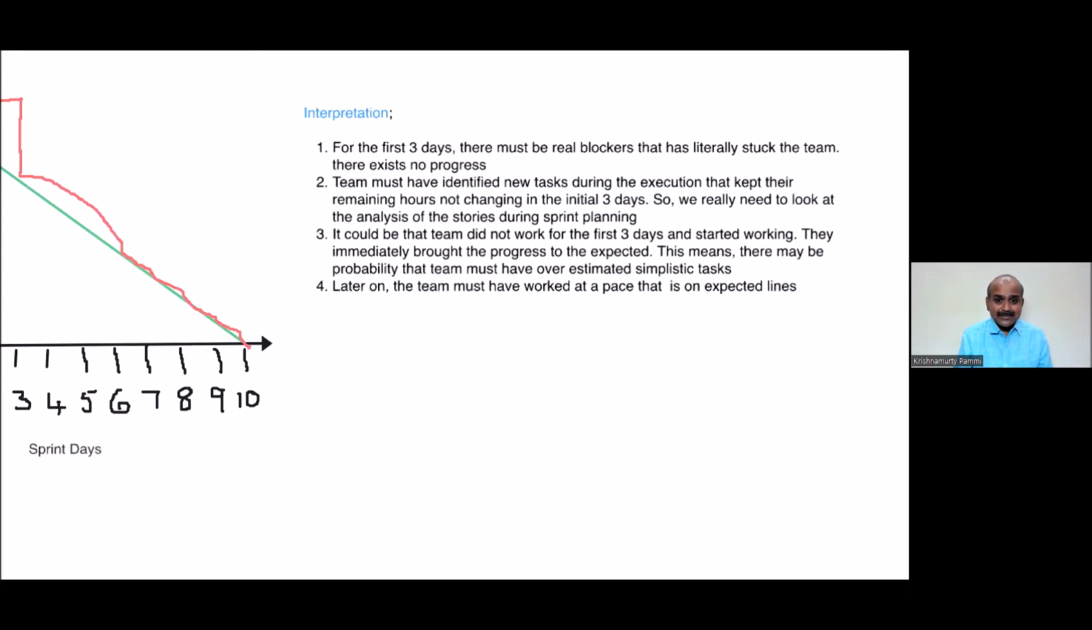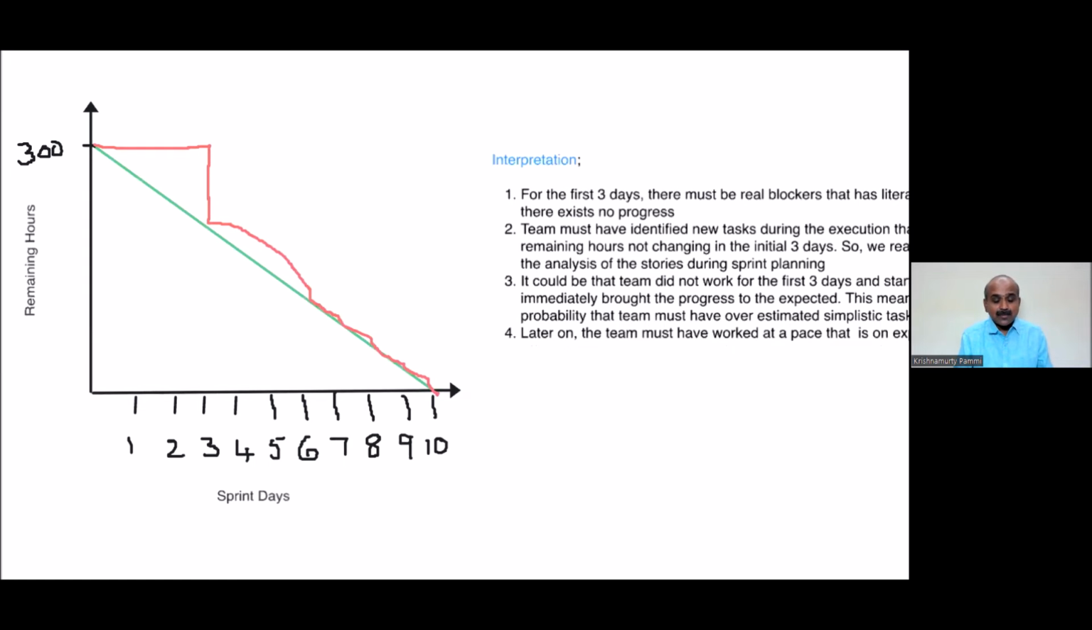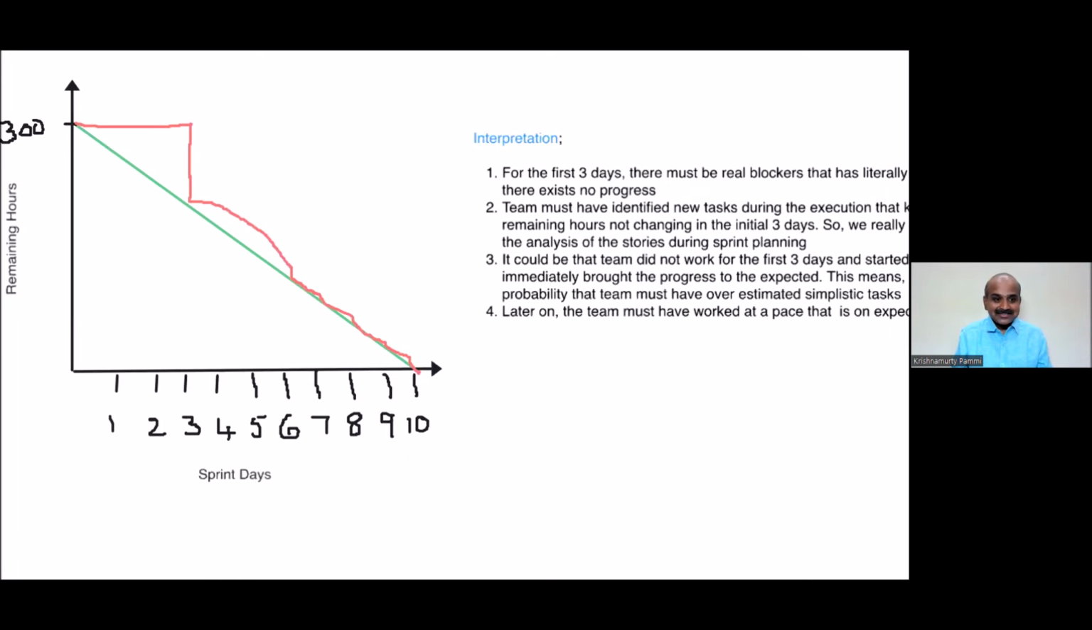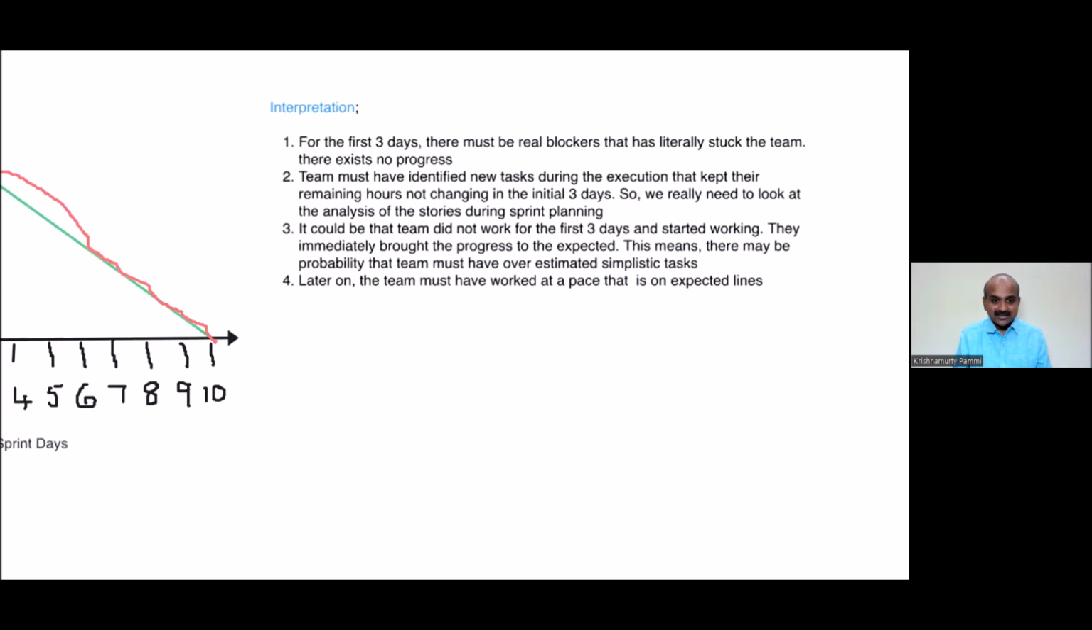Or it could be that the team did not work for the first 3 days and started working from the third day onwards. That means there's a problem. They're misutilizing the trust that we are giving to them, right? So they're just working for 7 days, not for 10 days. If that is so, there is a dangerous trend. We should spot it. Okay.